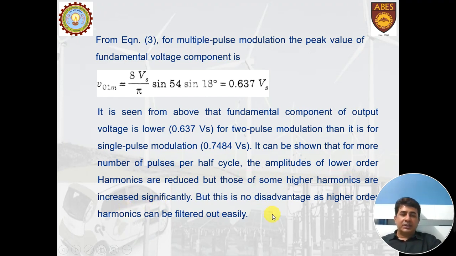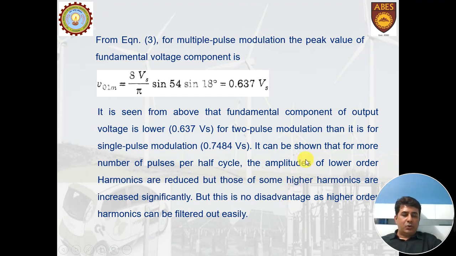But this is not a disadvantage, because as I said, it is difficult to remove the lower order harmonics. However, higher order harmonics can be easily removed. So by just adding a filter, we can remove the higher order harmonics. So in this method, if we compare it with the single pulse modulation, the output voltage is reduced a bit, but yes, the harmonics can easily be filtered out.